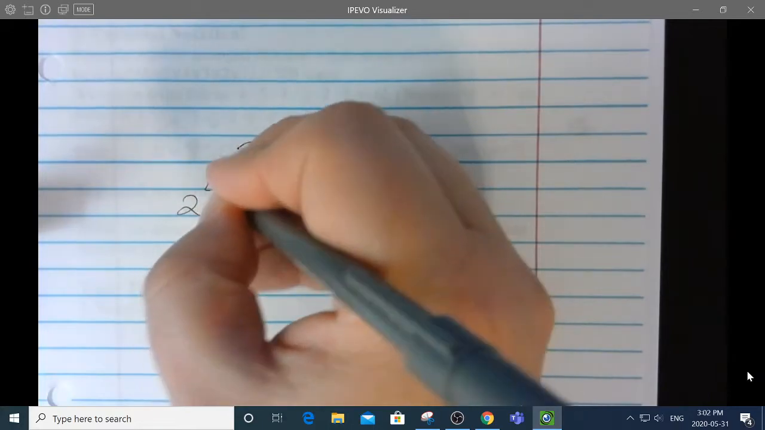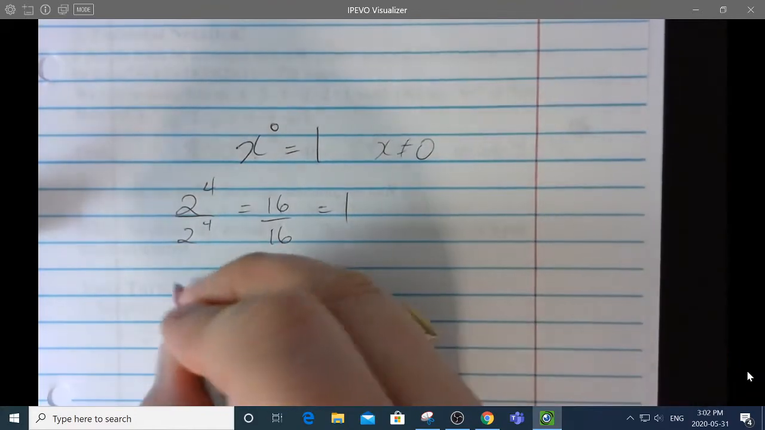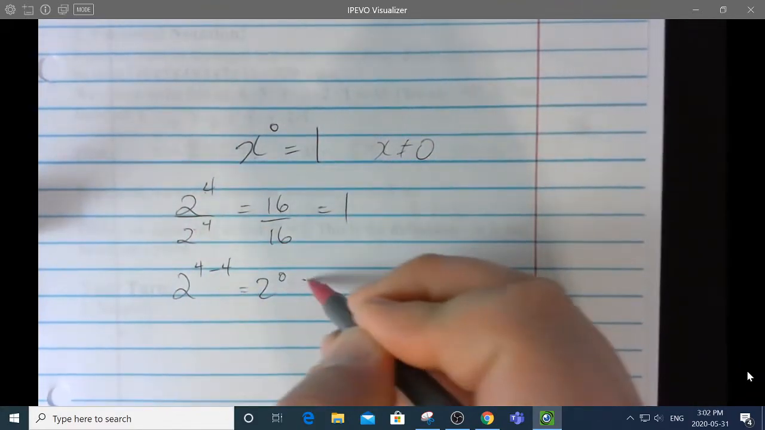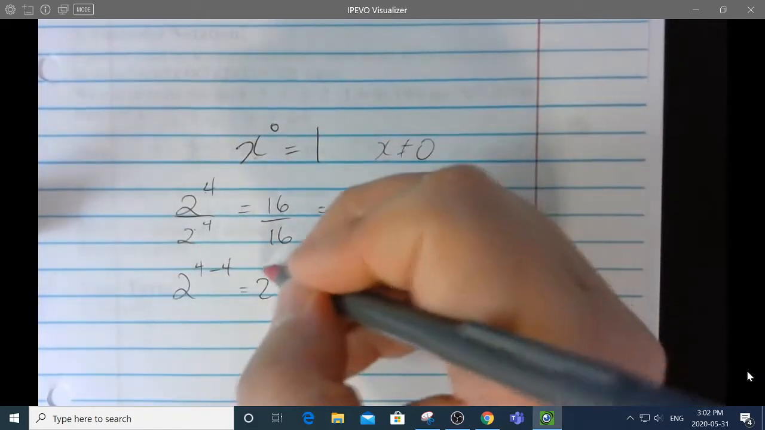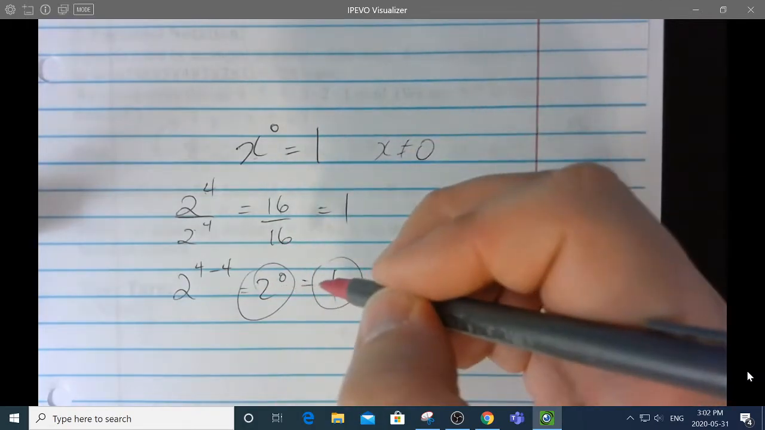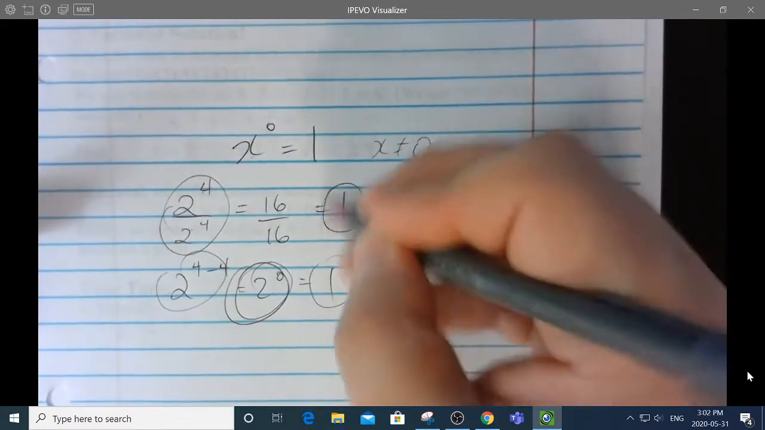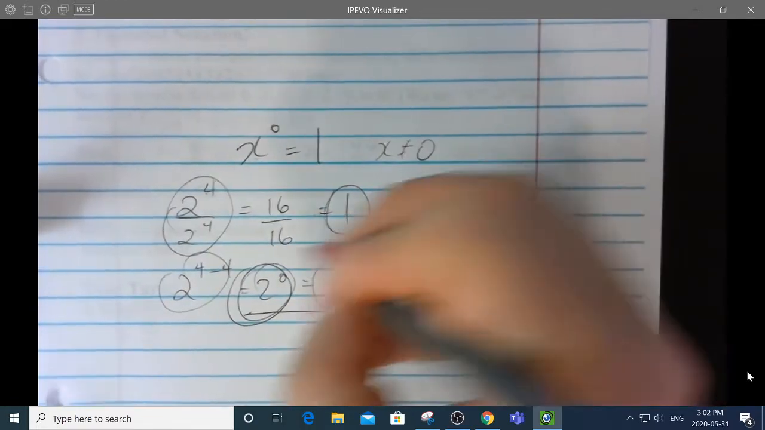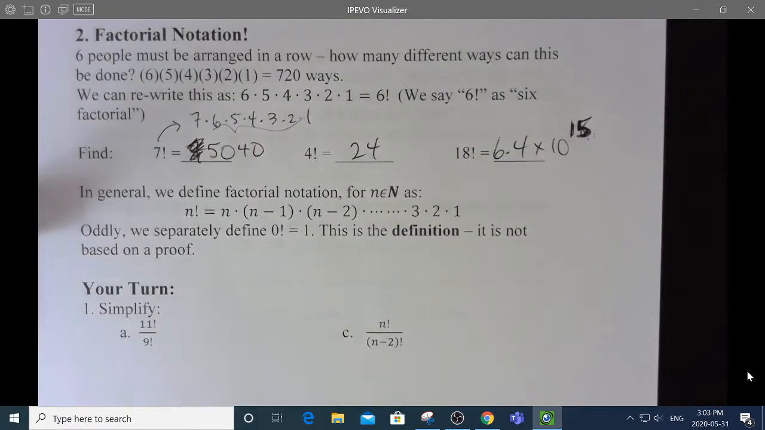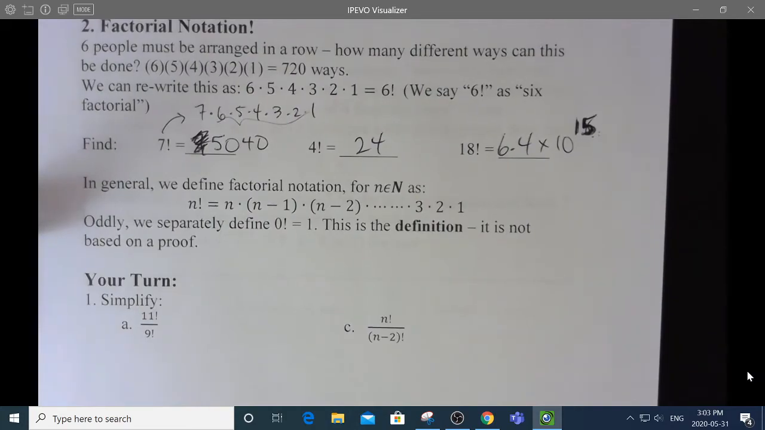So say I had 2 to the 4 divided by 2 to the 4. Well, that's 16 over 16, which is clearly 1. But I also know that my exponent laws mean that I can subtract those, and I also get 1. So since this thing equals 1, and it also equals that thing, then these two things must equal each other. That's the gist of the proof. So there's a proof for that, but this one here is more of a definition than a proof.